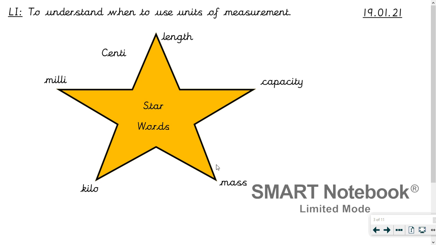The learning intention today is to understand when to use units of measurement. So we're going to look at lots of different units of measurement today. We're not going to convert them today. But we're going to think about when might be the most appropriate time to use them. So our star words are length. So how do we measure length? Capacity, mass, and then kilo, milli, and centi. So hopefully we're recognizing those 3 prefixes, kilo, milli, and centi, from previous year's maths learning.